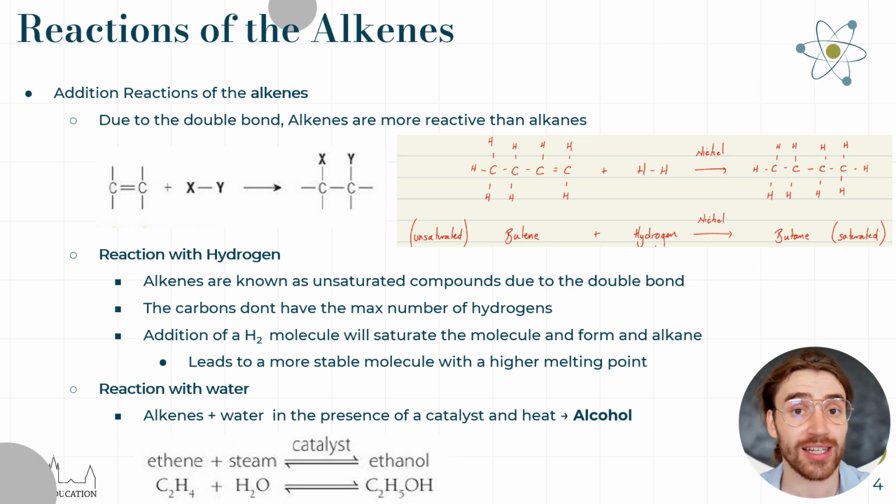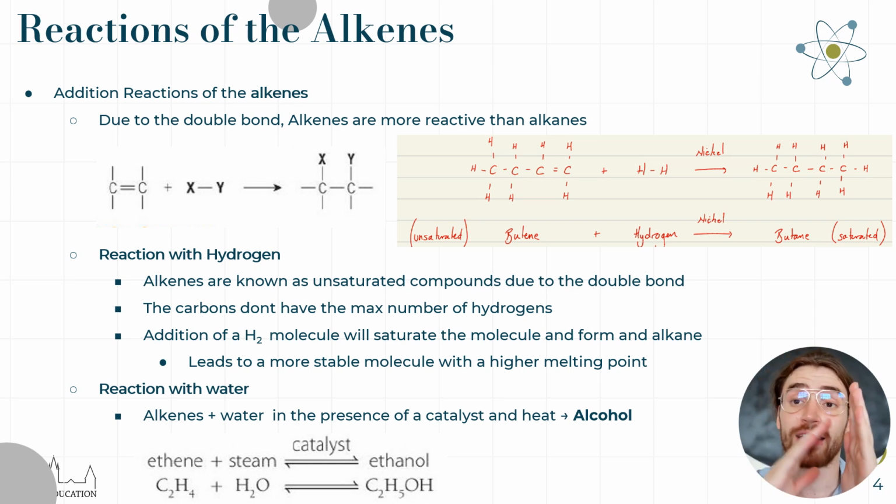When an alkene is mixed with water in the presence of this heat and catalyst, we're going to get an alcohol. Firstly, the double bond is going to be broken. When it breaks, it's going to leave 2 spaces open. Those 2 spaces are going to be filled with 1 hydrogen from H2O and an OH group, also from the H2O.